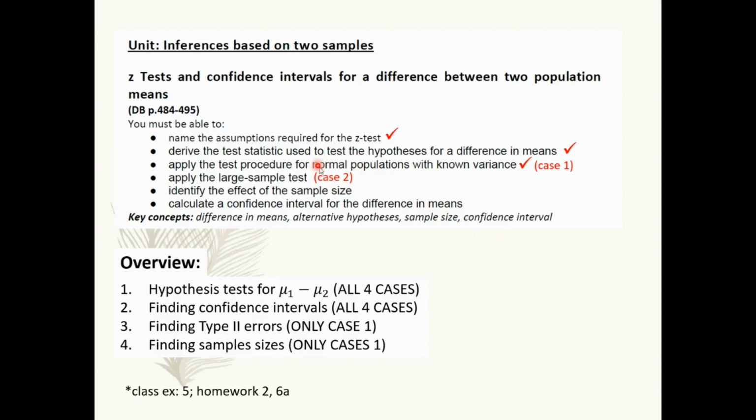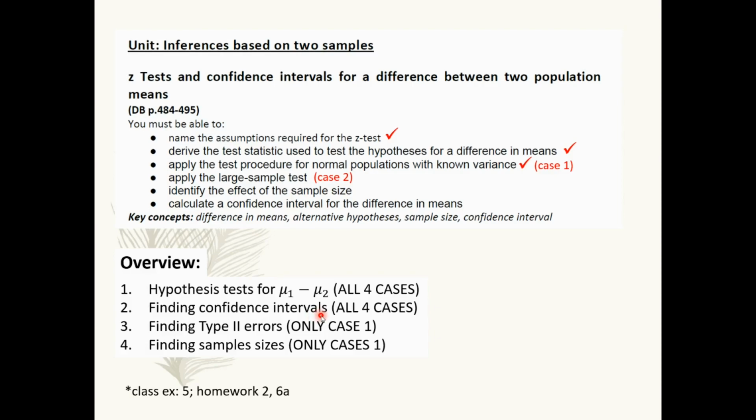We specifically looked at the scenario where both populations were normally distributed with known variance, and we called that case 1. In this video, we're going to look at case 2, and then we'll also look at other special calculations. So overall, by the end of 10.1 and 10.2, you would have covered 4 versions of tests for mu1 minus mu2. You need to make sure you can do all of them for all 4 cases.